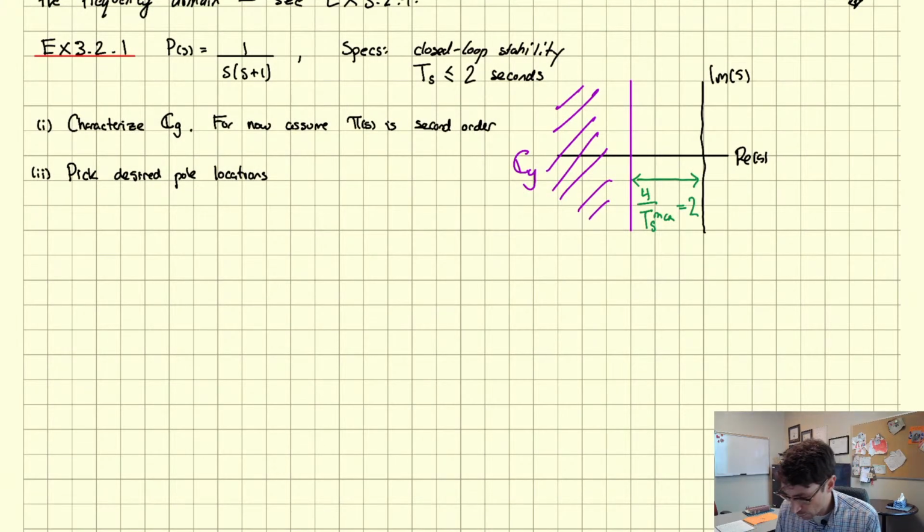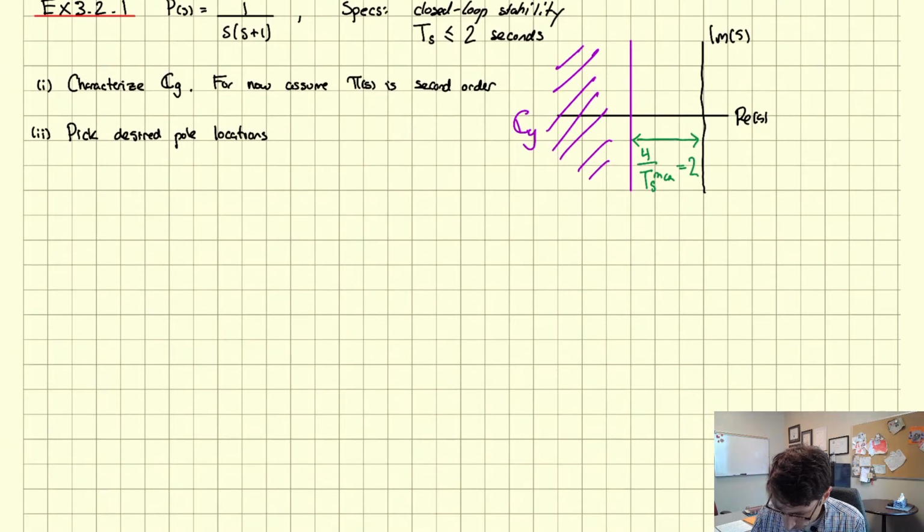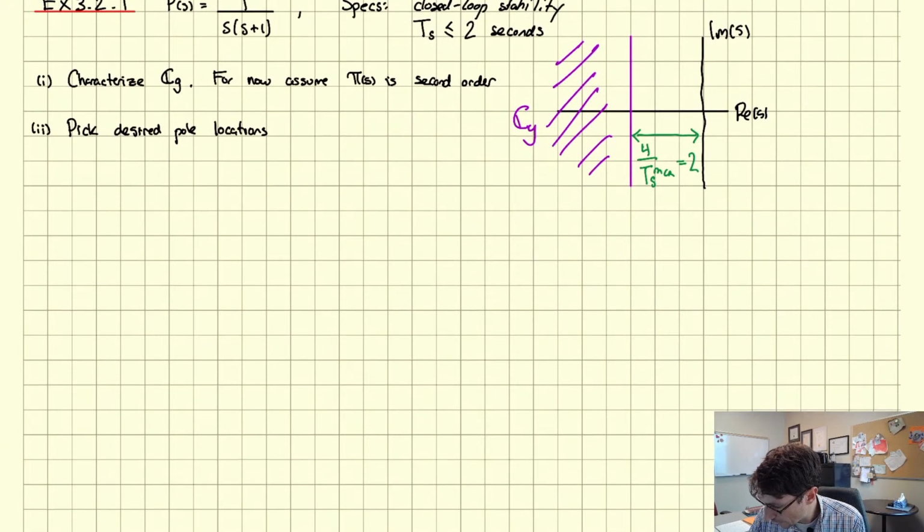Pick your desired pole locations. So in this case, the plant has n equal to 2, and m is equal to 1, the order of the controller. So we need 3 desired pole locations.